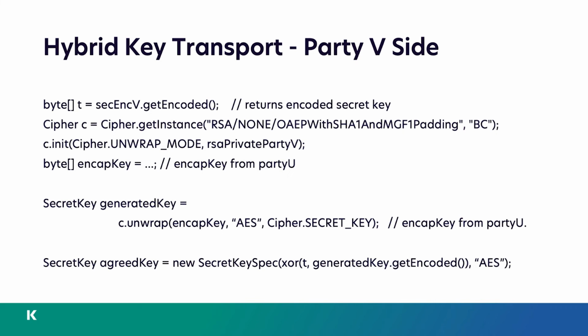And when we unwrap it, we will have the generated key that party U had. And now our last step, step 3, is to XOR the T value and the generated key to get our agreed key for encryption.